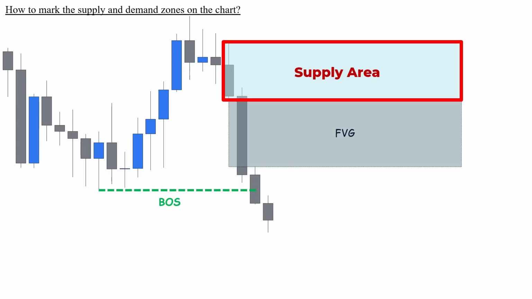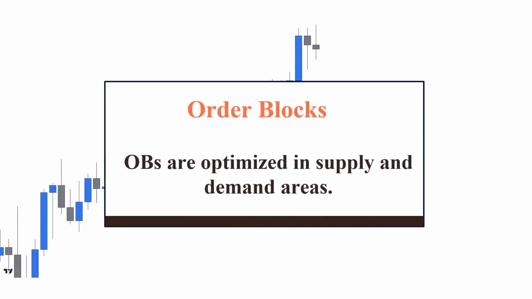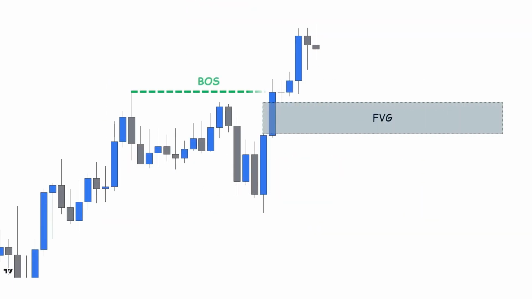Now, we mark 3 types of supply and demand zones on the chart depending on the market structure formation. This includes order blocks, order flows, and consolidation areas. Order blocks are optimized supply and demand areas. Here we have an aggressive buying with clear fair value gaps leading to a break of structure.